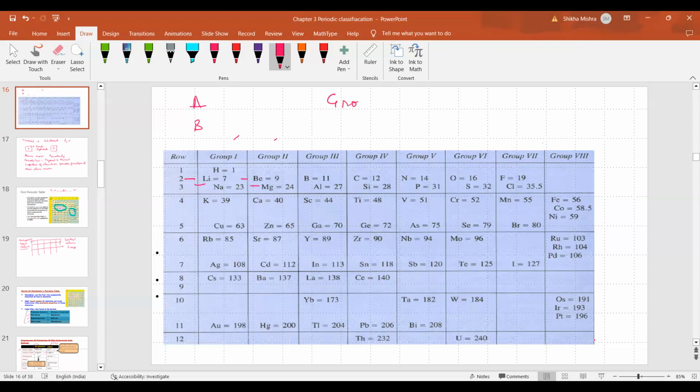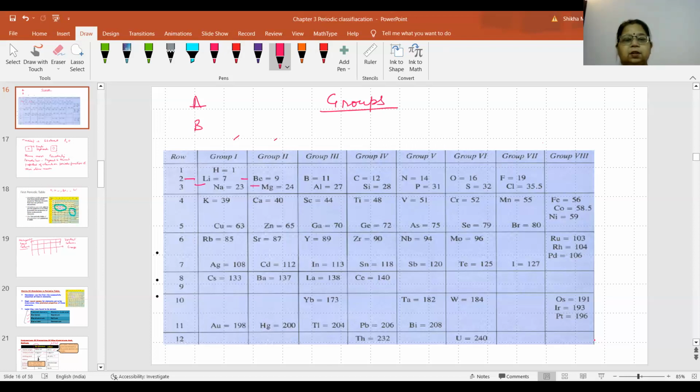Ma'am, can you explain this from the first again? Okay. Numbering of groups is clear. Yes, ma'am. They are numbered 1 to 8.